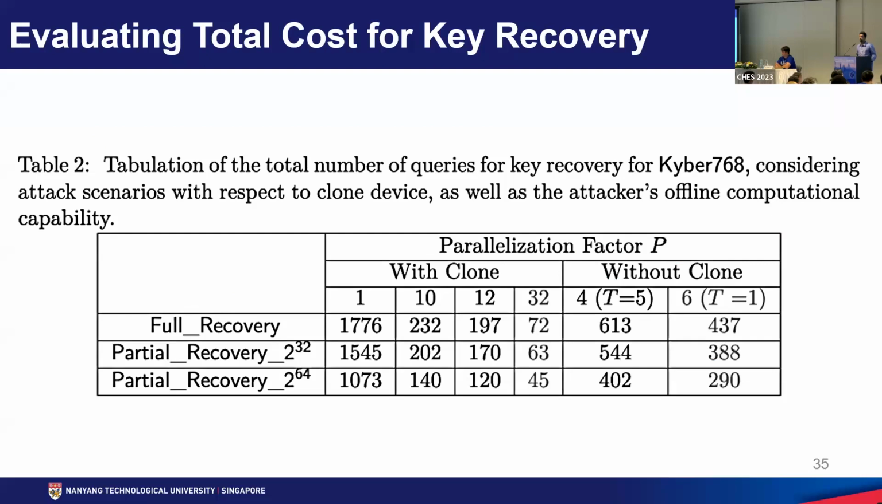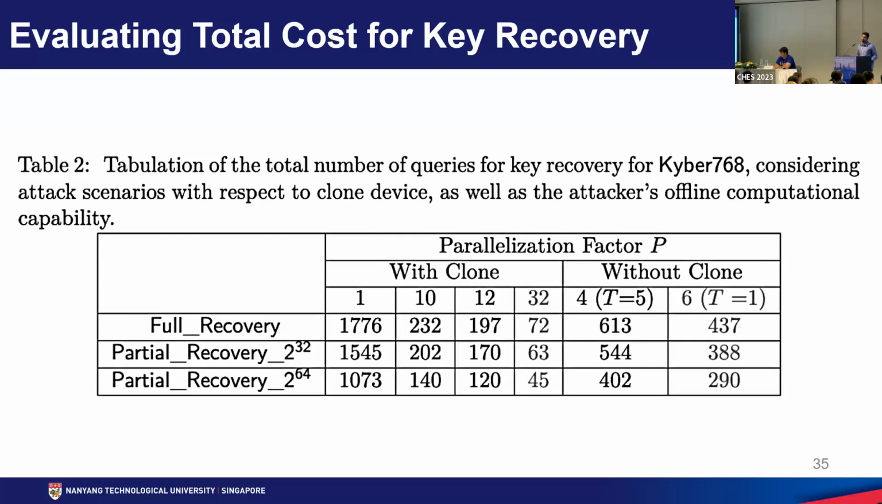So now we have two scenarios. With the clone device, if we just increase the parallelization factor P, it will reduce the total number of queries required. And we can see that if the attacker is able to mount an attack with a parallelization factor of 32, then it reduces to numbers like 72 and 6345. It's very low. And without a clone device, you have to do the profiling on the same device.